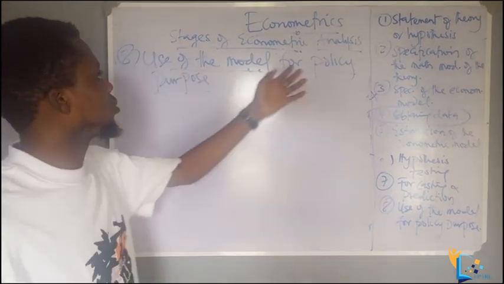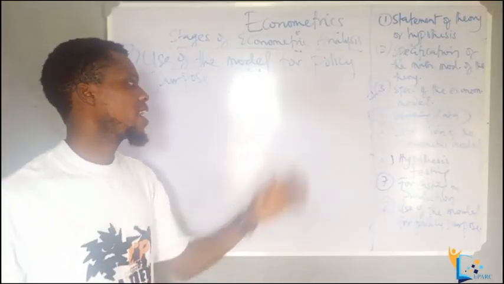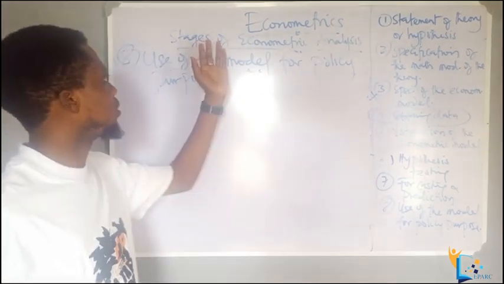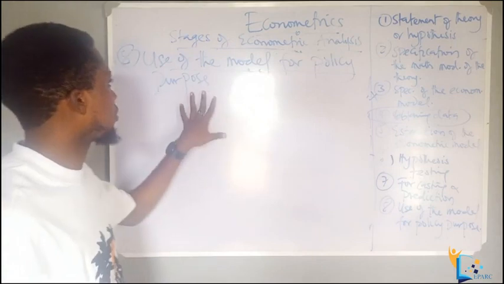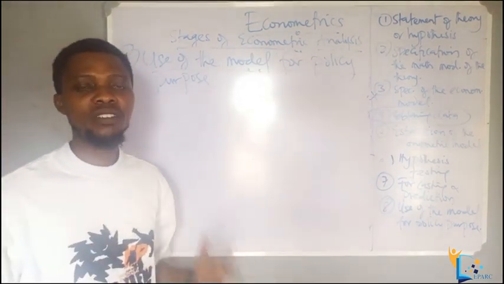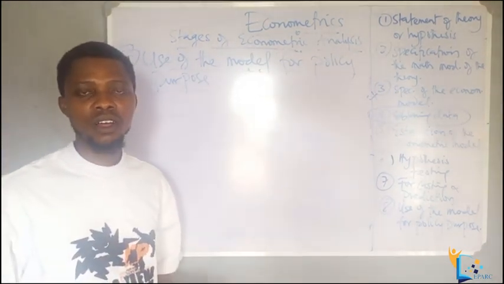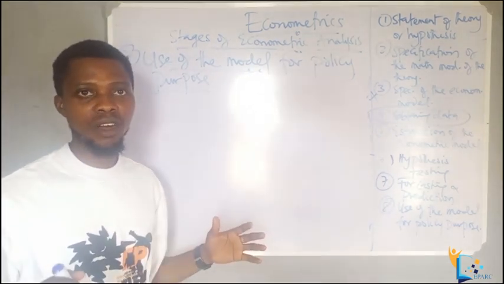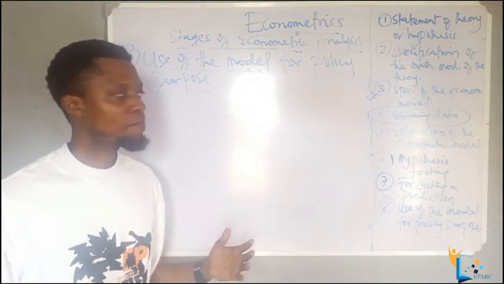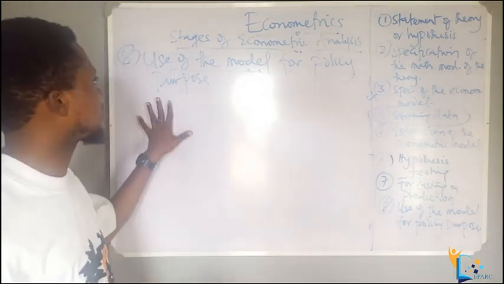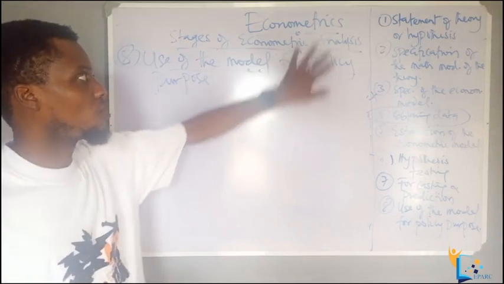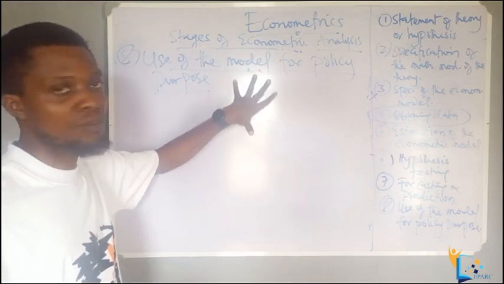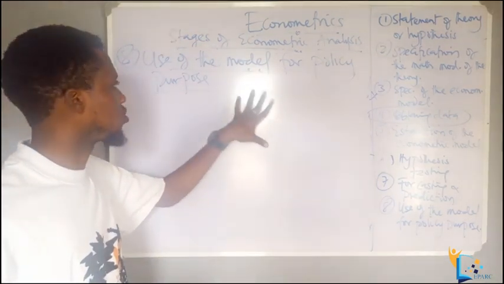Number 8 is the use of the model for policy purposes. This is the final stage of the stages of econometric analysis. This is where policymakers and those involved make decisions concerning the model and the econometric phenomenon. So this is basically the bottom line of all the stages. Key decisions are being taken on this part.